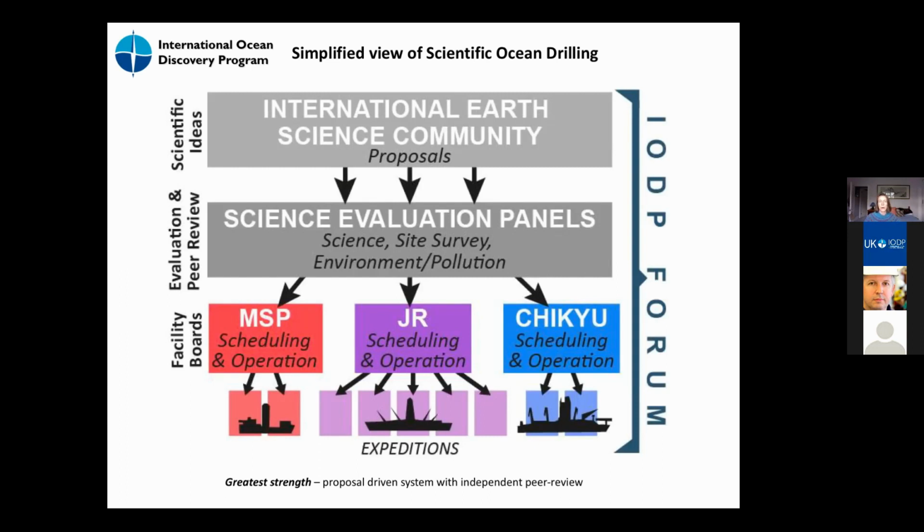And then in addition, you also have to go to a panel that looks at the environmental and pollution and safety aspects as well. At that point, if we feel the proposal is good, it gets forwarded on to the appropriate facility board that will be responsible for scheduling and preparing the logistics and the operations. We have three of those facility boards in the current programme, which is soon going to come to an end. We have the JOIDES Resolution Facility Board, the ECORD Facility Board in charge of MSPs, which we'll hear more about, and then the CHIKYU board as well. And then hopefully, eventually your expedition will get scheduled. So that's how the system works.